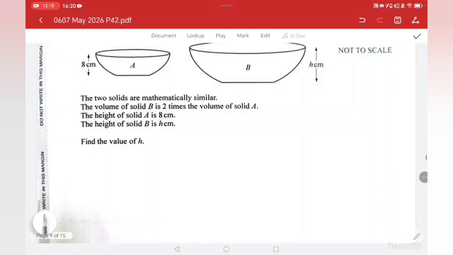Okay, so what we have here, the most important thing to know is that they are mathematically similar. The volume of solid B is 2 times the volume of solid A. So volume of B, and here we have volume of A. They said that the volume of B is 2 times A, so 2 times this A.